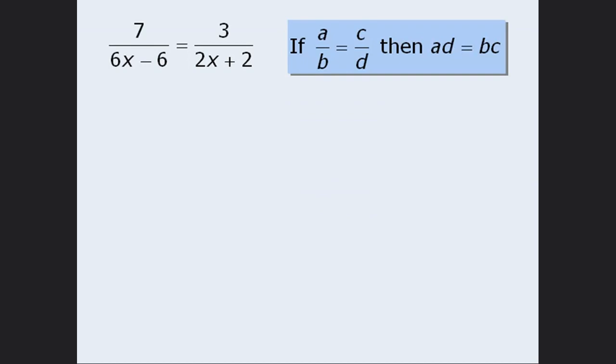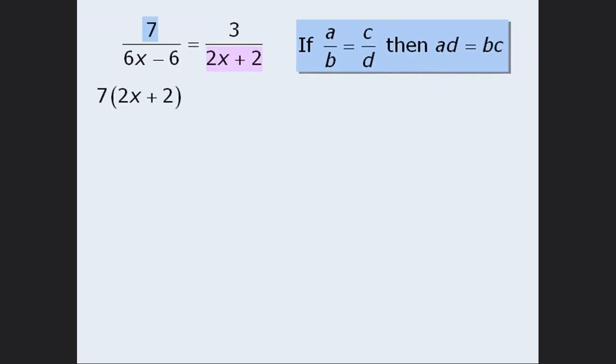It says, if a over b is equal to c over d, then it must be true that a times d is equal to b times c. In this equation, there are two equivalent rational expressions, so we can apply this rule and conclude that 7 times 2x plus 2 must equal 3 times 6x minus 6. At this point, we have a nice equation that we can solve for x.